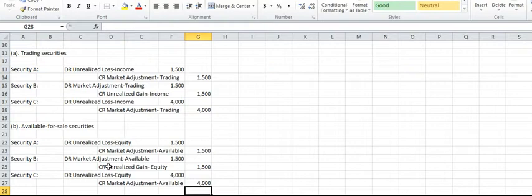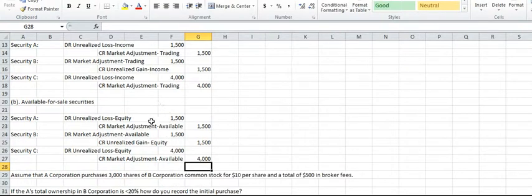Okay, so as you can see, the numbers didn't change at all here. The only thing that changed was the name of these accounts, and the change from market adjustment trading versus market adjustment available just shows that those are categorized by being available for sale securities or trading securities. The change between unrealized loss income and unrealized loss equity just shows where that's going to show up. Whether that's going to affect the picture of this year's economic situation, or whether it's just going to go into the running total of the balance sheet like it does here. Those are the main differences there.